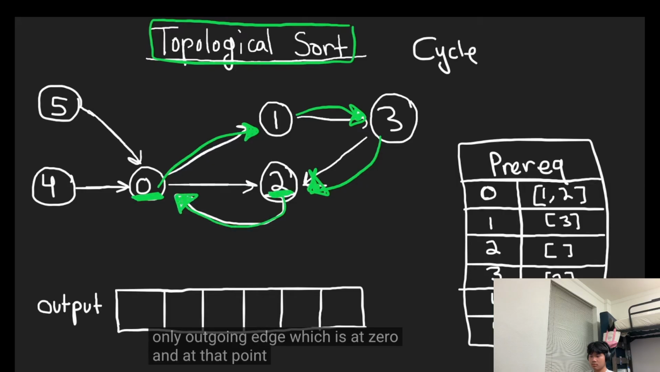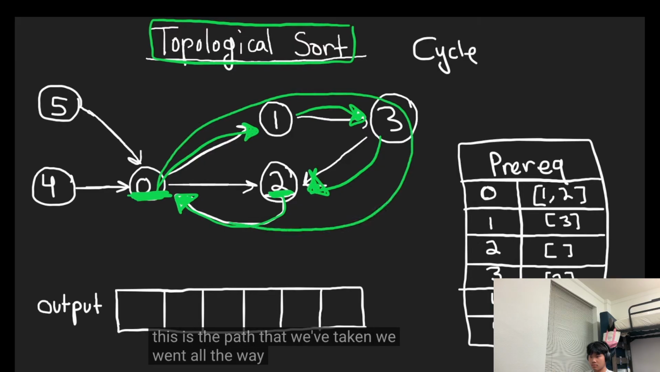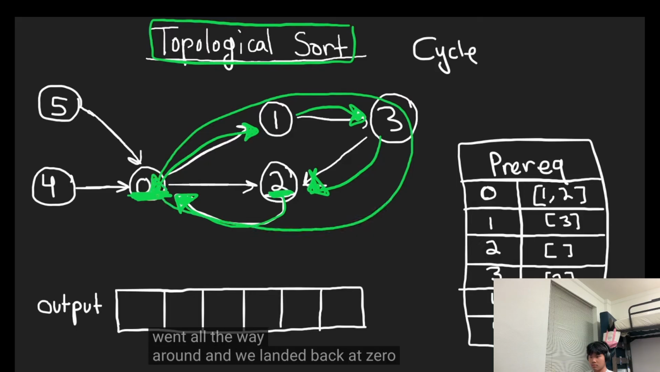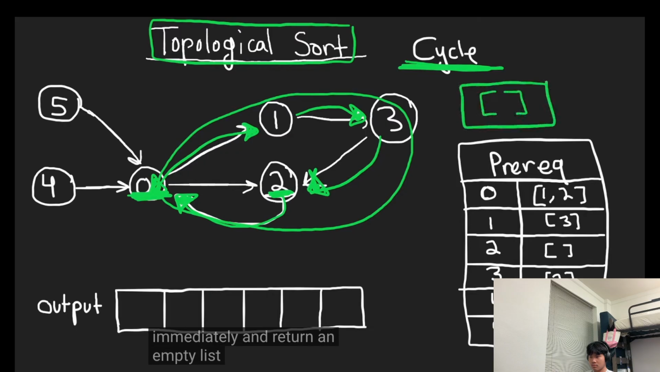And at that point, what our algorithm is going to do is it's going to see, okay, we started at 0, we remember that, this is the path that we've taken, we went all the way around and we landed back at 0, so this means we have a cycle, that means we stop our algorithm immediately and return an empty list, we do not have to continue.